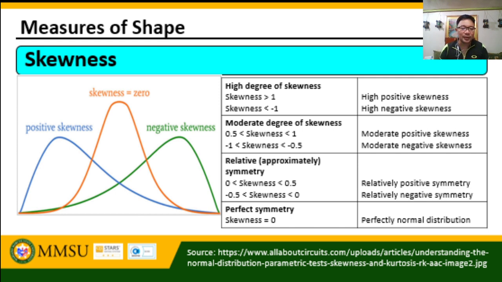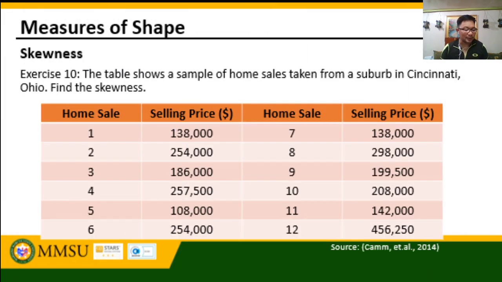And if your skewness is between 0 and negative 0.5, then we have relatively negative symmetry. So, these are the classification of our skewness, how we're going to interpret our skewness. Now to explain this so that you will be able to understand, let's look at our Excel.